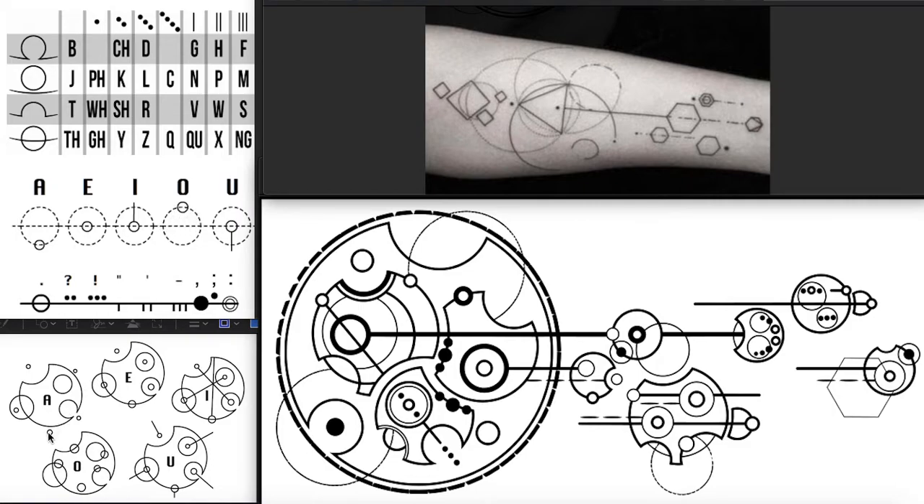So this is an A by itself, B-A, J-A, T-A, TH-A, E, B-E, J-E, T-E, TH-E. Because this is a B, this is a J, this is a T, and this is a TH. Anyway, let's go ahead and look at this design.